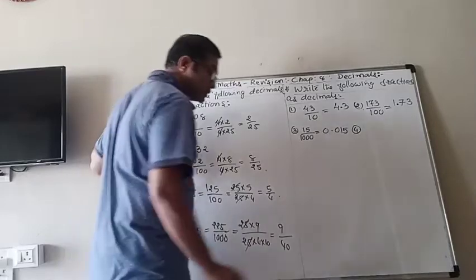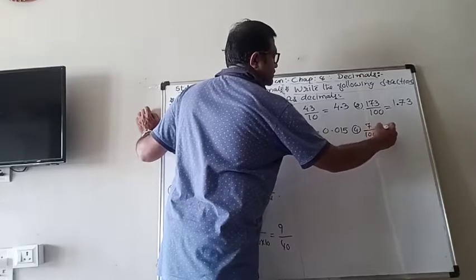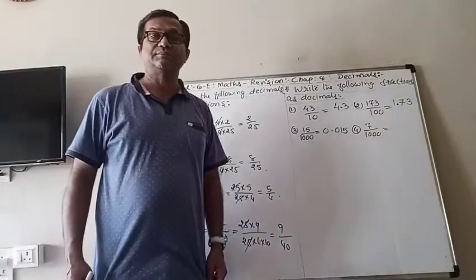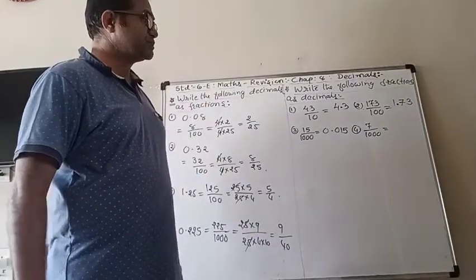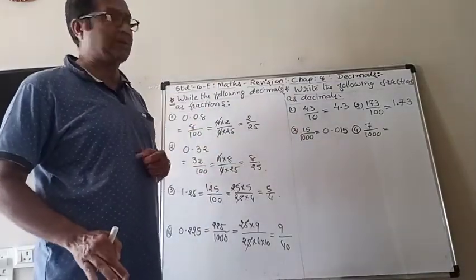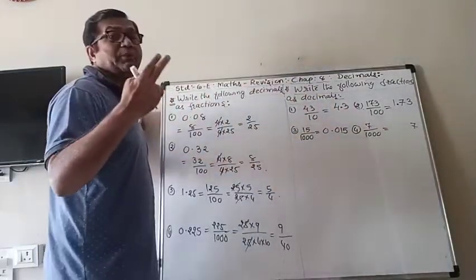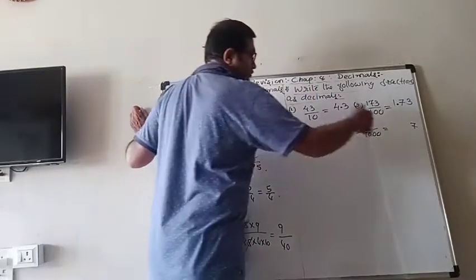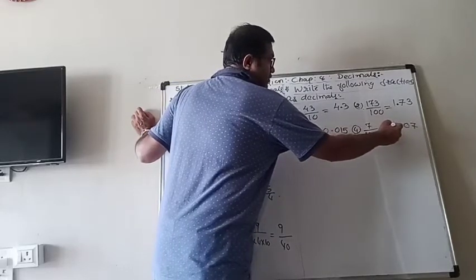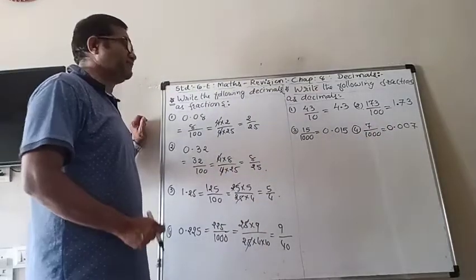Number 4, 7/1000. Here also you can see that there is 1000 in the denominator. It means there are three zeros, and therefore we need three decimal places in the decimal number, but we have only one digit 7, so we need two more places. So to fulfill that we need to put two zeros and then decimal. So our number is 0.007.